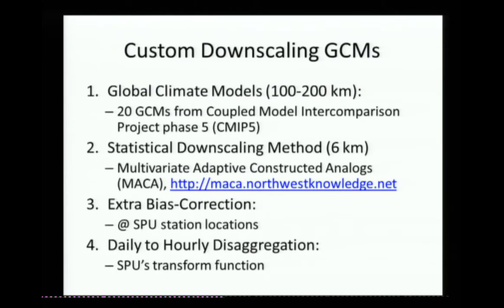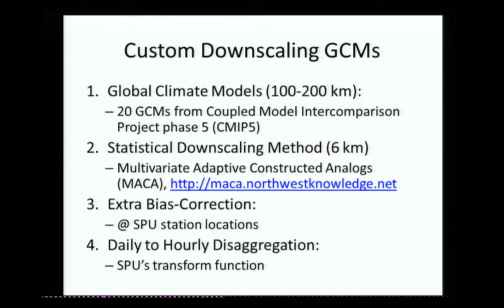Firstly, for downscaling the GCMs, we start with 20 global climate models from the Coupled Model Intercomparison Project Phase 5, the most recent set of climate models. These models are at a resolution of 100 to 200 kilometers, which essentially can't be used by SBU to do their impacts assessment, because they need data on a smaller scale, both spatially and in time too. So we've statistically downscaled these 20 GCMs using the Multivariate Adaptive Constructed Analogs method, MACA, that John Abatzoglou and Katherine Hegewisch at the University of Idaho have produced.